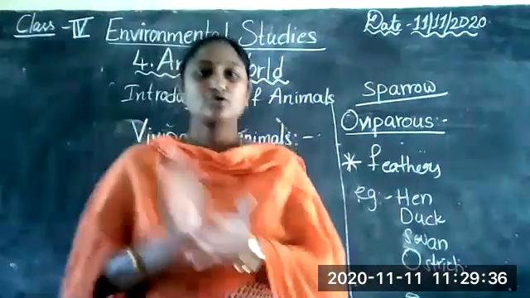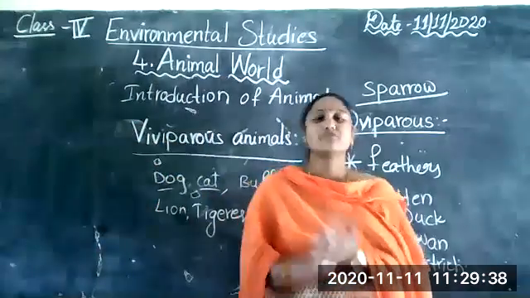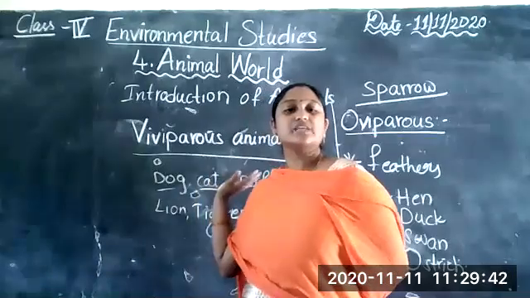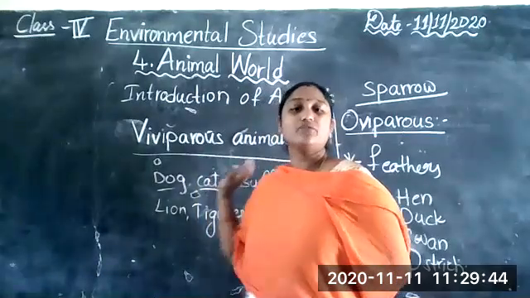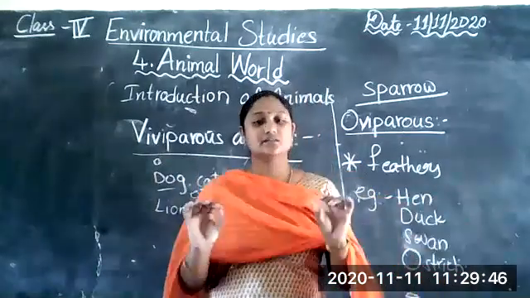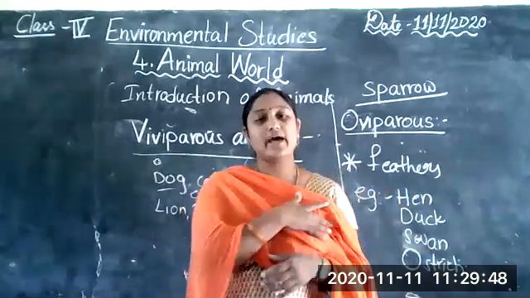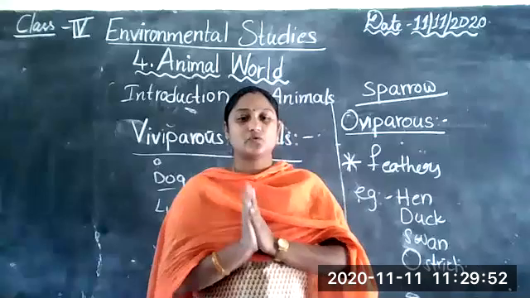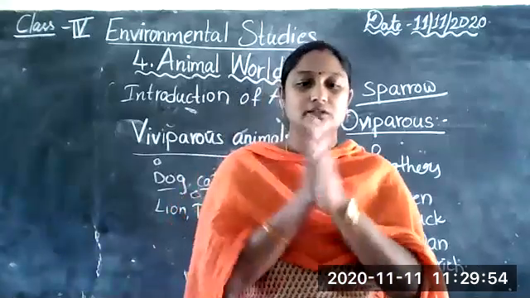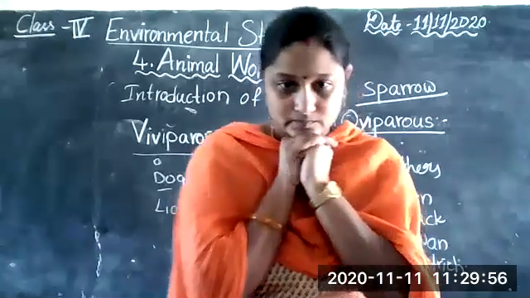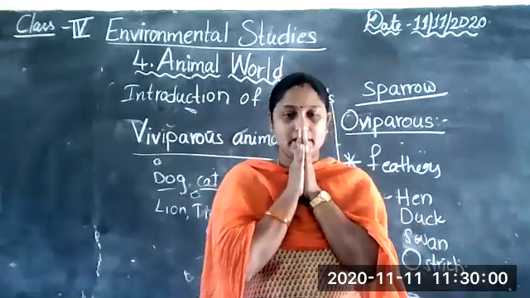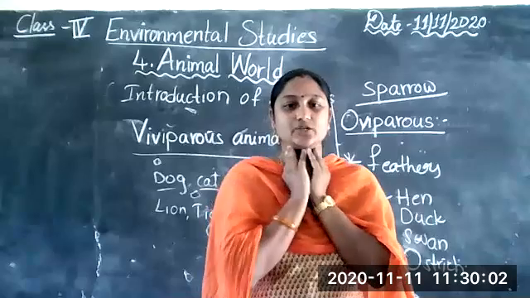If you have any doubt, please raise your hand on your mobile. Tomorrow I will explain groups of animals. You must write the examples of viviparous animals and oviparous animals. So this is the introduction of animals. Okay, say, what is the doubt? Yeah, eagle also, all are birds.